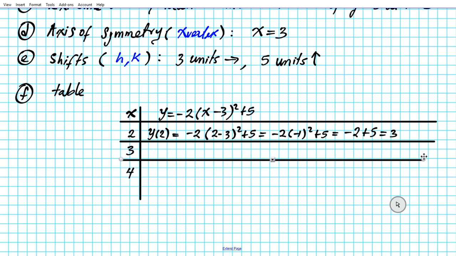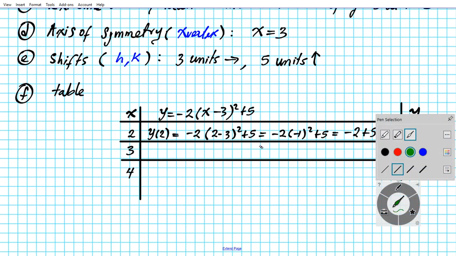So let's put our output value down. Let's draw the lines first. So for that x, that input value, we have the output of y equals 3. Now when you plug in 3 into the function, what do you expect your output to be? We already have the vertex, so it should be 5. Okay, so we don't have to do any work here. Just put our smiley face.